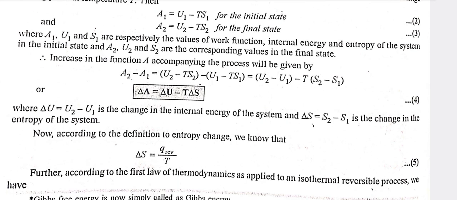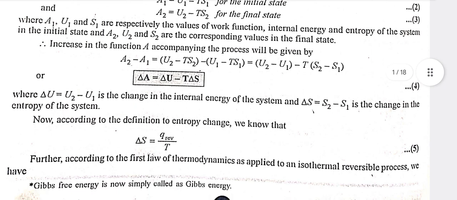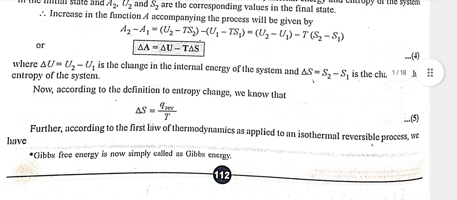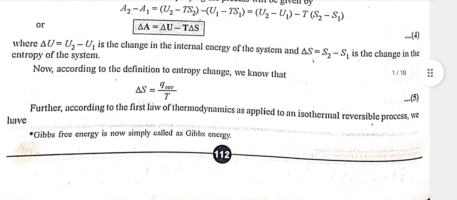The increase in function A accompanying the process will be given by A2 - A1 = (U2 - TS2) - (U1 - TS1) = (U2 - U1) - T(S2 - S1), or ΔA = ΔU - TΔS. Here ΔU = U2 - U1 is the change in internal energy of the system, and ΔS = S2 - S1 is the change in entropy of the system.